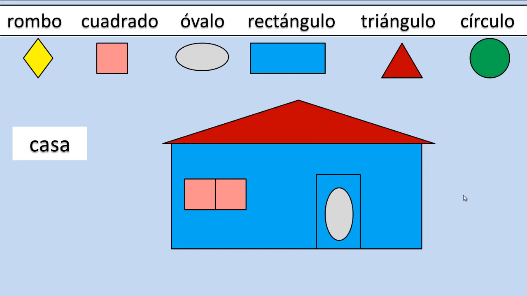But wait a minute. Something was missing. How are you going to get in through the puerta unless you have a knob? So they took el círculo and they made it muy pequeño, like this. And they put it right about there. So whenever you go to visit, you can turn the círculo and walk right through that puerta. You may wonder, what about el rombo? Well, they didn't do anything with the rombo that day.